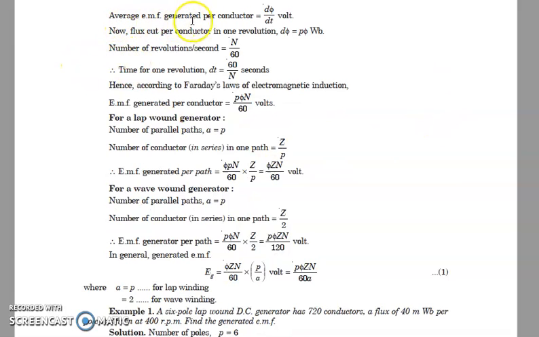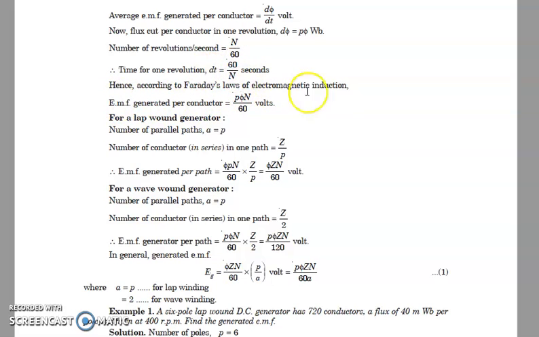Now, the average EMF generated per conductor is equal to d phi by dt, according to Faraday's law. The flux cut per conductor in one revolution, d phi, is given by P multiplied by phi, that is, the number of poles multiplied by the flux per pole. The number of revolutions per second, that is, how many revolutions the generator can achieve in 1 second, is given by N divided by 60, where N is the speed in RPM. So the time for one revolution, dt, is given by 60 by N seconds.